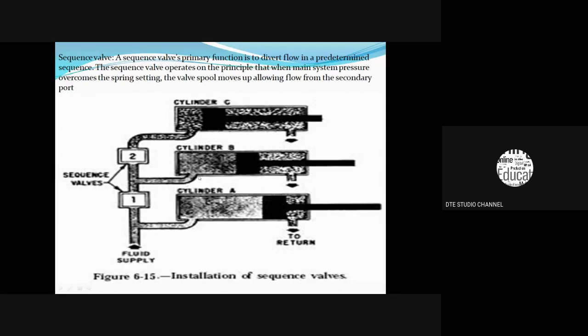Now, as cylinder B is working, the load is moving in cylinder B, the second actuator, and in this case sequence valve 2 is closed. As soon as the work of cylinder B is completed, the pressure of the supply line increases, and sequence valve 2 automatically opens and fluid enters cylinder C. Now the moving of load starts in cylinder C. Like this, a number of actuators are connected in series, and all the cylinders are controlled sequentially one after the other by means of a number of sequence valves.